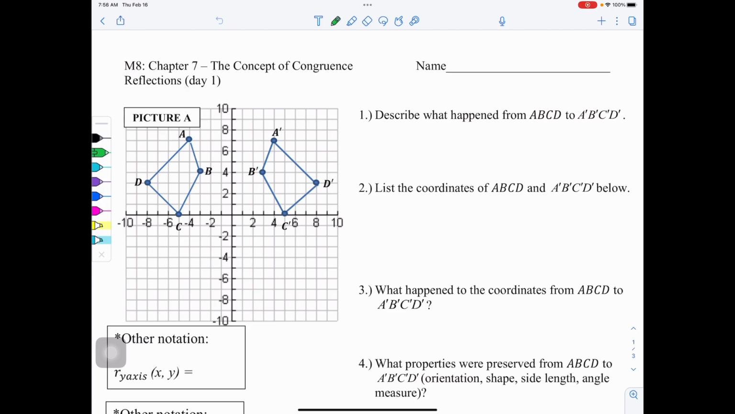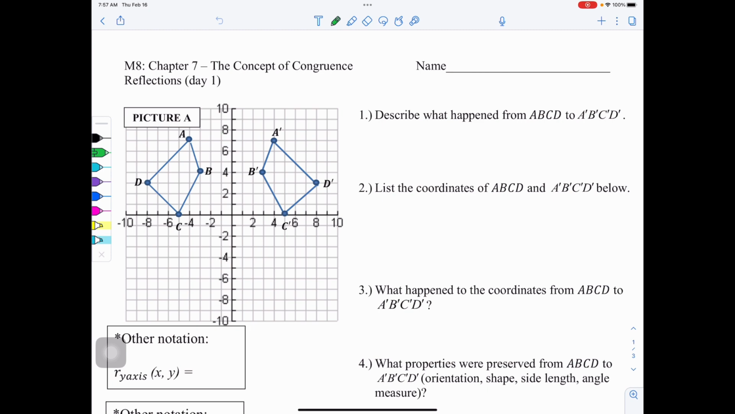Today's lesson is called Reflections, Day 1. This lesson is going to start with an investigation. So for this video, I'm actually going to explain the directions, have you pause the video while you complete the questions, then resume the video to go over the answers.